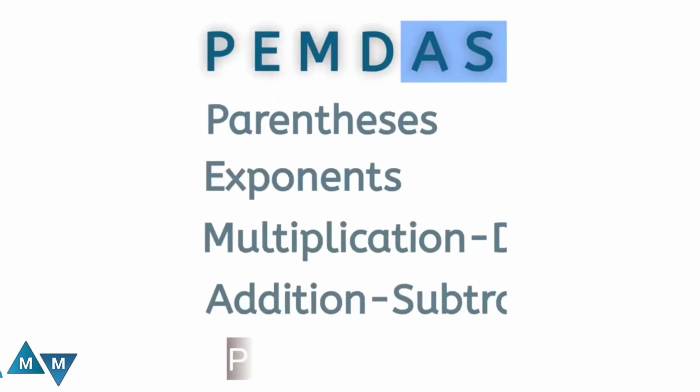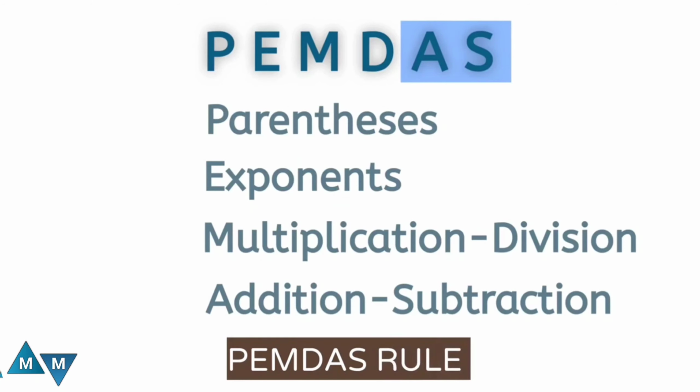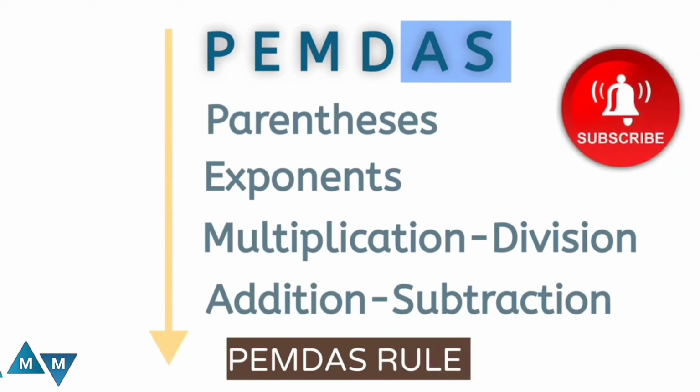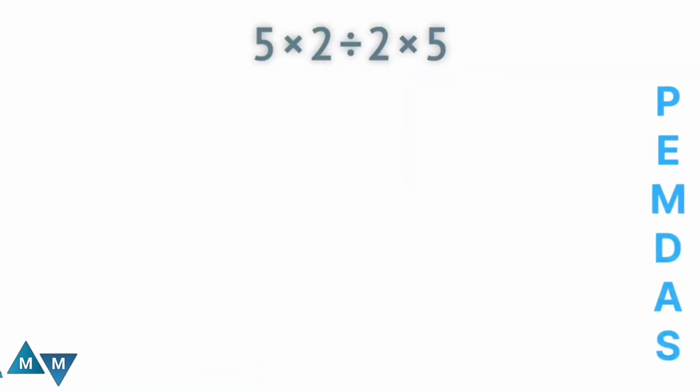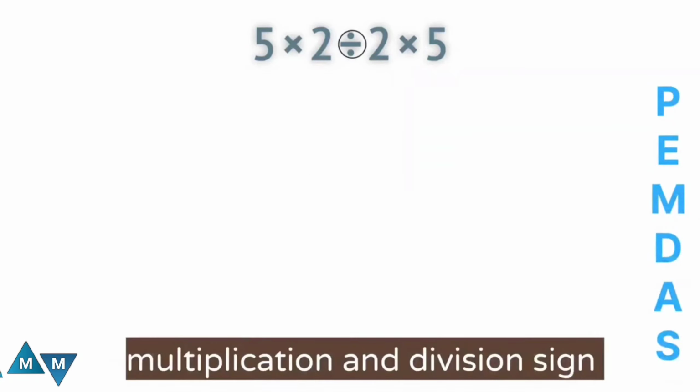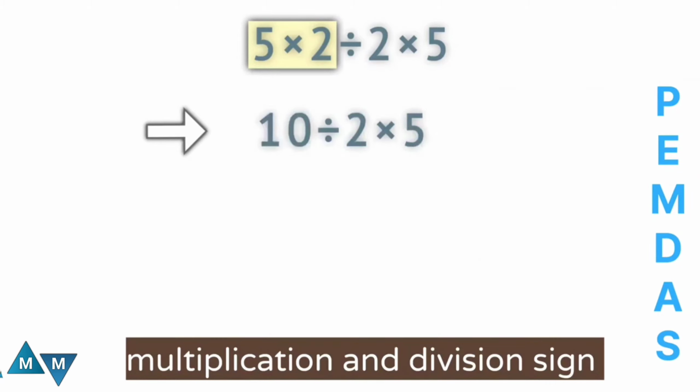So here we can use the PEMDAS rule to solve this expression, as it helps to determine the sequence in which mathematical expressions should be evaluated to ensure accurate results. So in this expression, we have 2 signs, multiplication and division. According to the PEMDAS rule, both signs have the same priority, so the expression will be solved from left to right. Focus on the first 2 terms. 5 times 2 can be written as 10. Now the expression becomes 10 divided by 2 multiplied by 5.